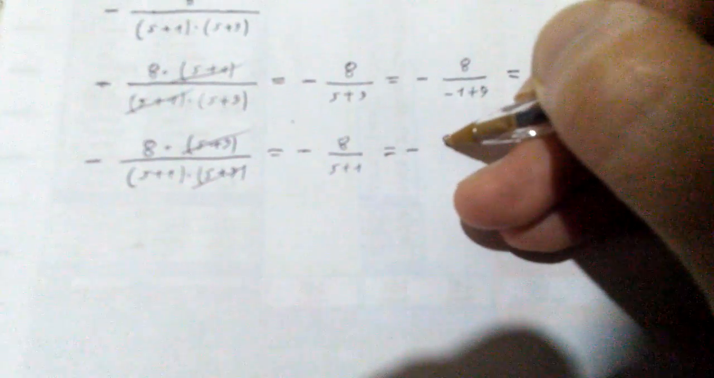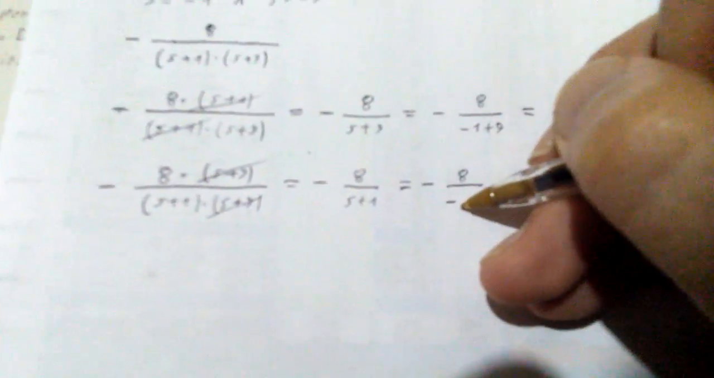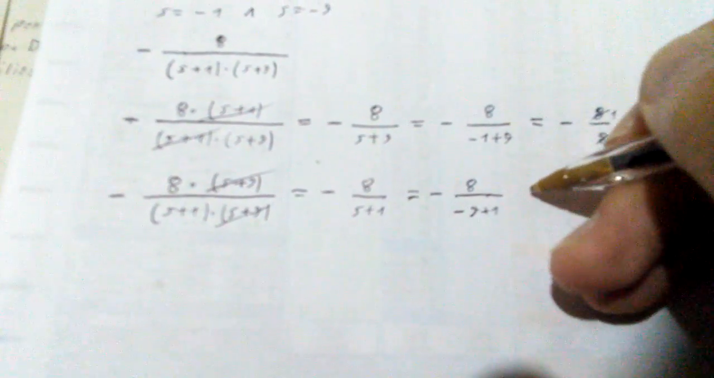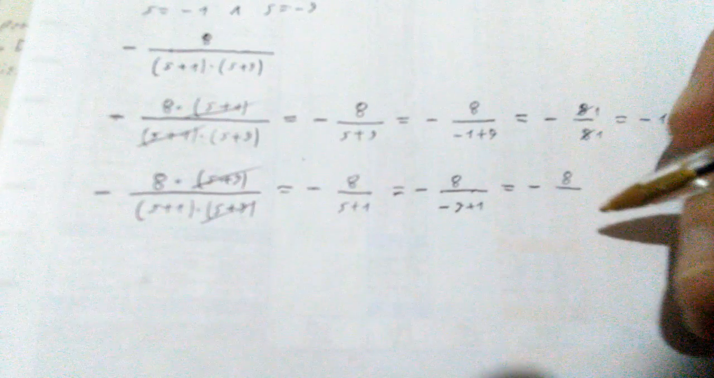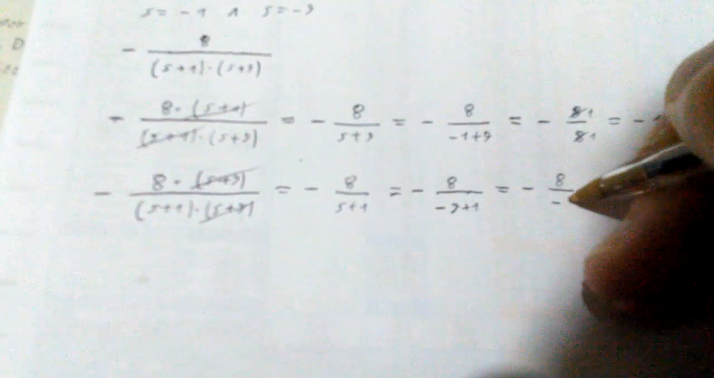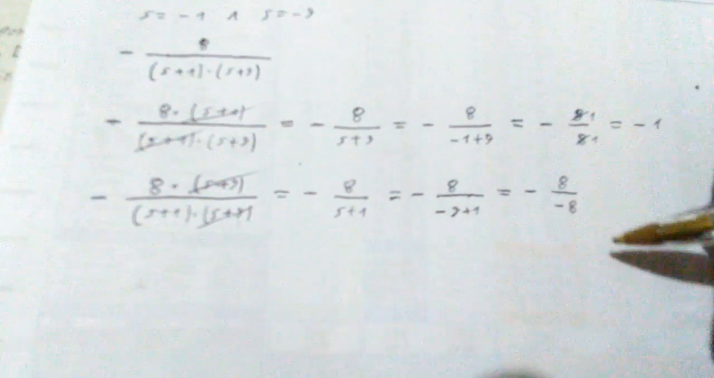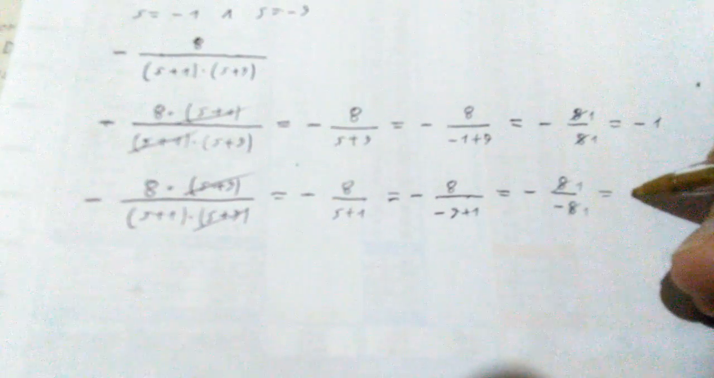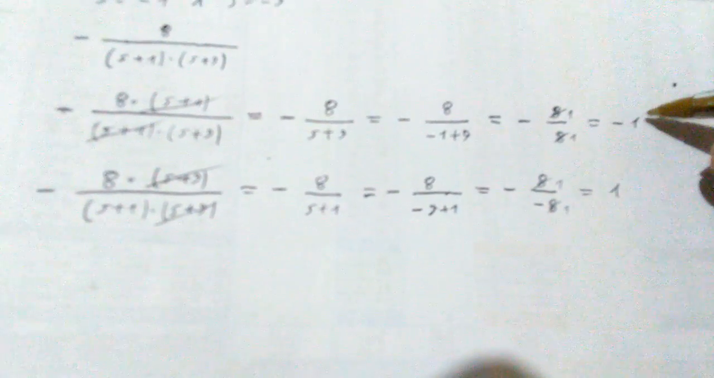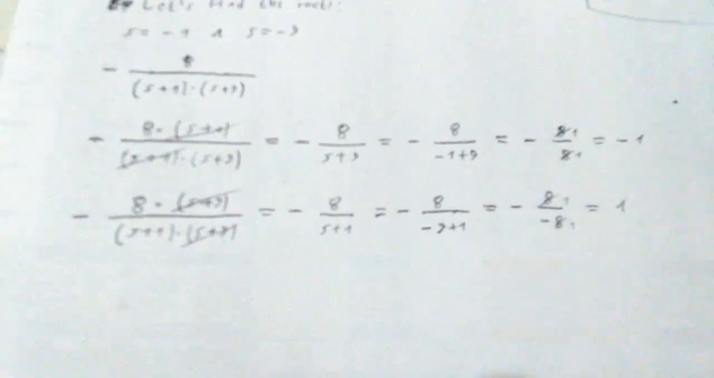And now we're going to substitute the other value of s we have found. So this is going to give us negative 8 over negative 9 plus 1, which is negative 8 over negative 8. So negative and a negative, those two guys cancel out, and negative and negative is going to be a positive 1. So negative 1, positive 1.